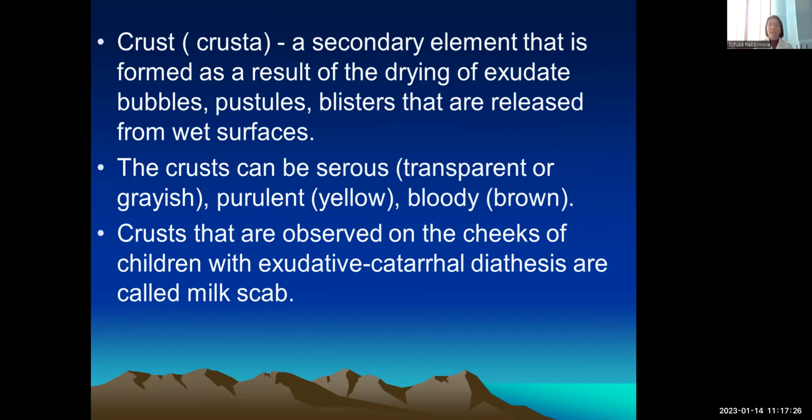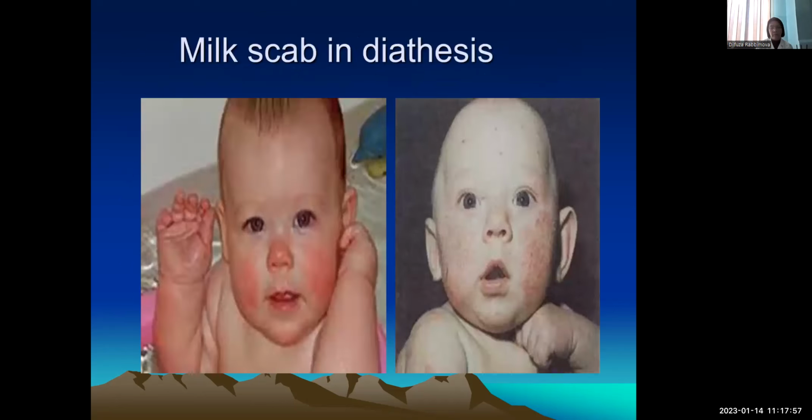Crust, a secondary element that is formed as a result of the drying of exudate from bubbles, pustules, and blisters that are released from wet surfaces. The crusts can be serous, transparent or grayish, purulent yellow, and bloody brown. Crusts that are observed on the cheeks of children, for example with exudative-catarrhal diathesis, are called milk scab. Milk scab in babies with diathesis.